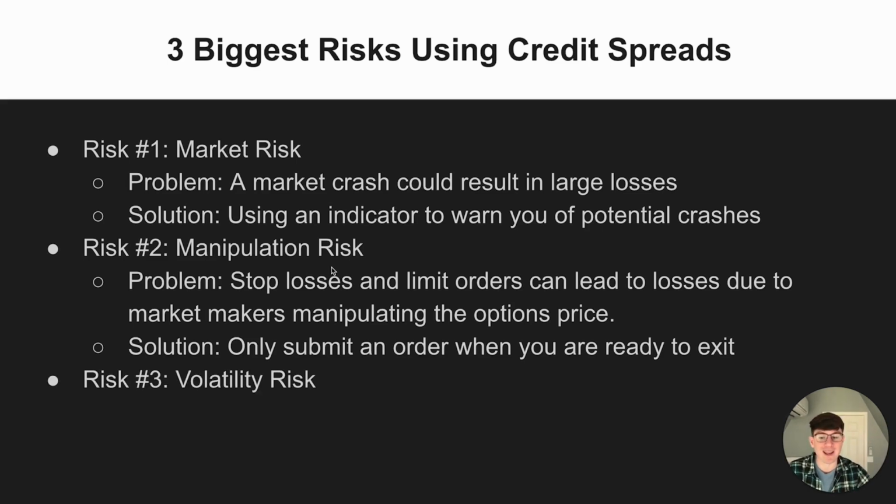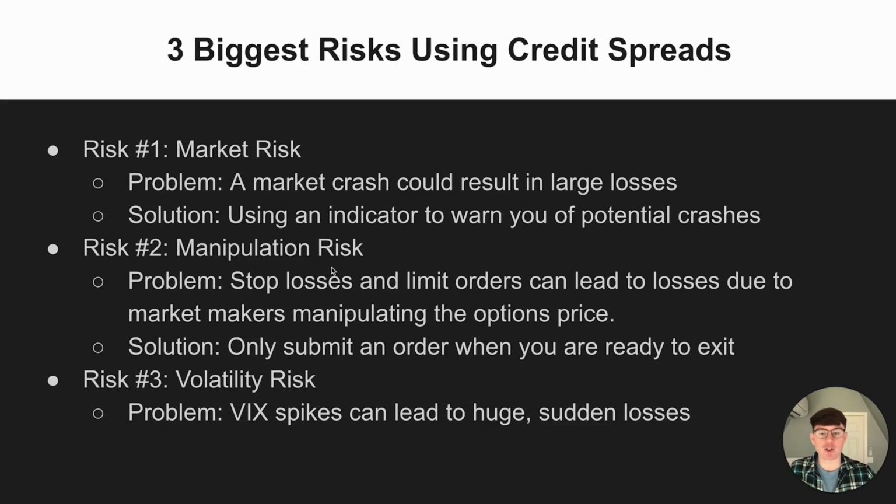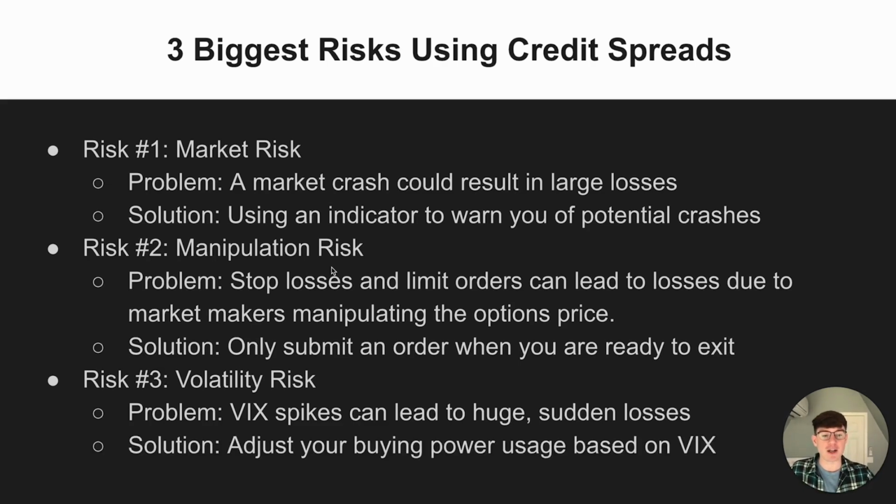Now, risk number three is volatility risk. If VIX spikes, which usually goes from a low level to a high level, it spikes up. This can lead to huge and sudden losses as well. Because we're doing a credit spread, our risk is capped. So we'll see those losses spike up, but only to a certain amount because our risk is capped, which is nice, but still VIX spikes will lead to huge intraday losses.